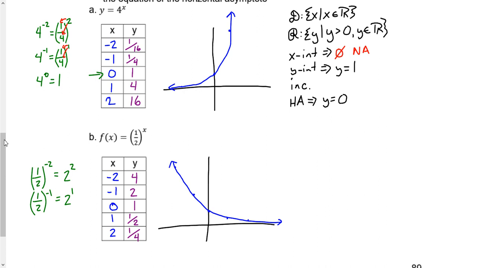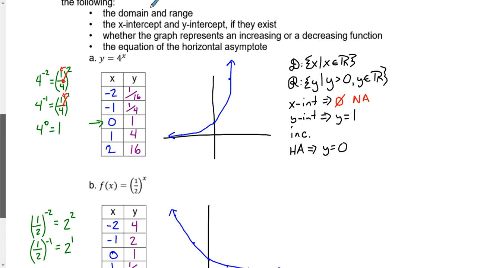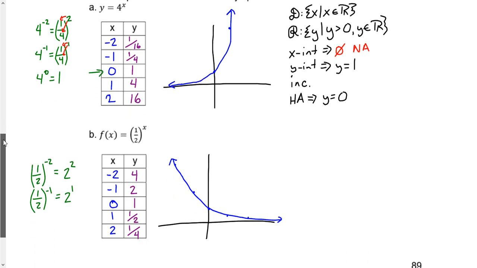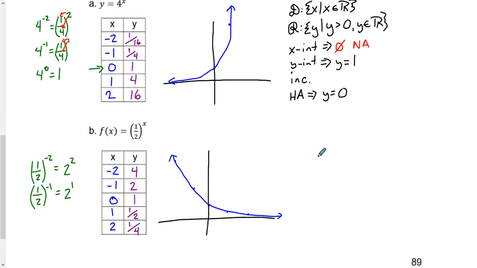But let's talk about those 6 things that we have up here: domain and range, x-intercept, y-intercept, graph representing increasing and decreasing, and the horizontal asymptote. Just like before, our domain is all of our x's that are an element of the real numbers. Our range, in this case y's, just like before, because even though this graph keeps on getting closer and closer to the x-axis, it will never cross. So y is an element of the real numbers, y greater than 0.